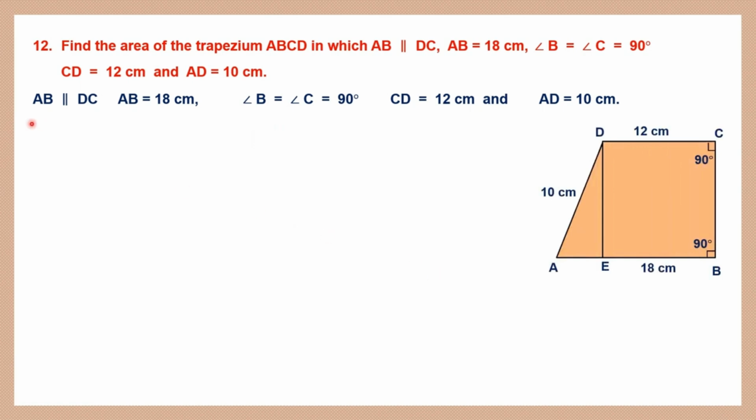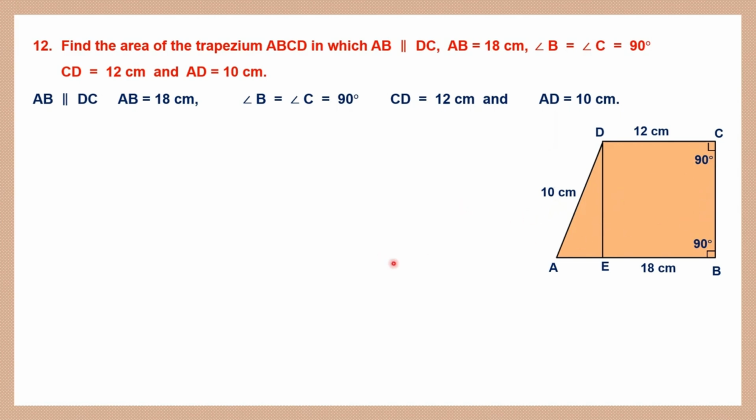It's all very clear. AB is parallel to DC. AB is 18 centimeters. Angle B is equal to angle C, and both are 90 degrees. CD is 12 centimeters and AD is 10 centimeters. So now we are asked to find the area of this trapezium.